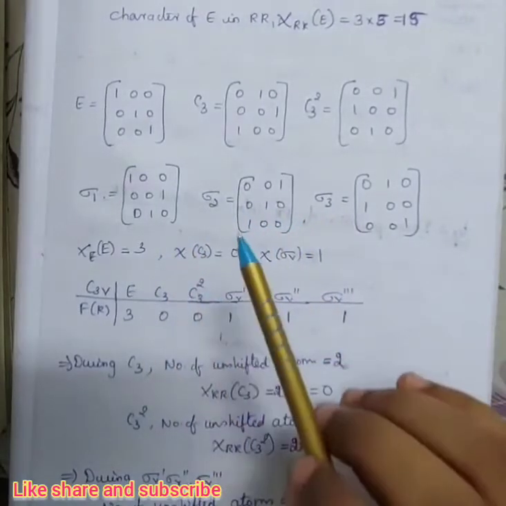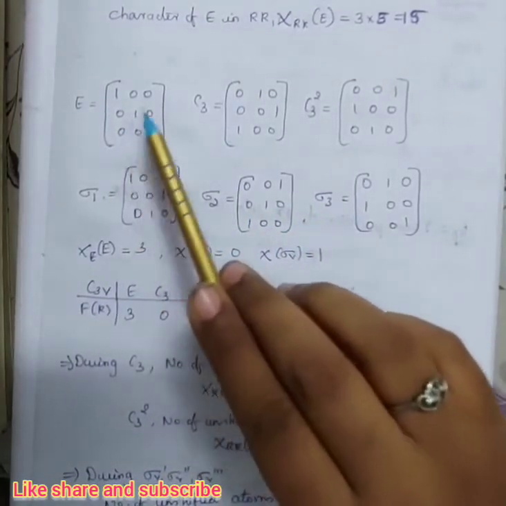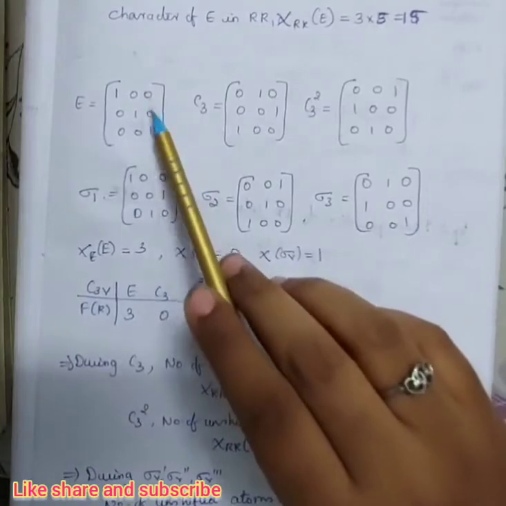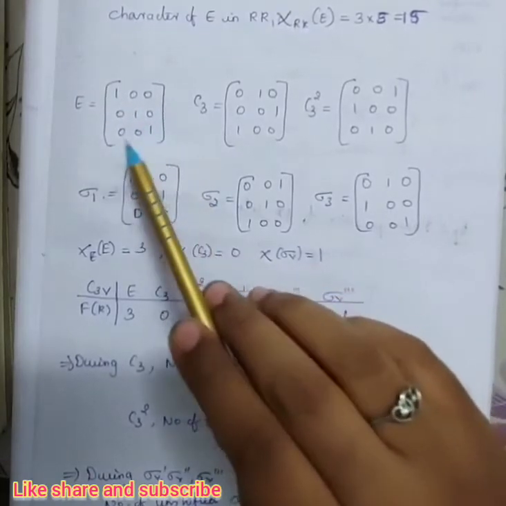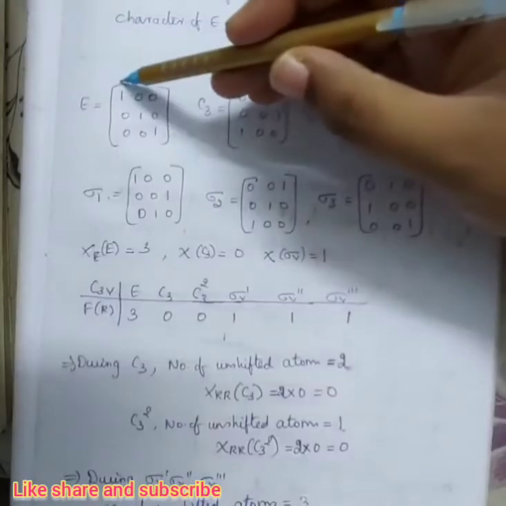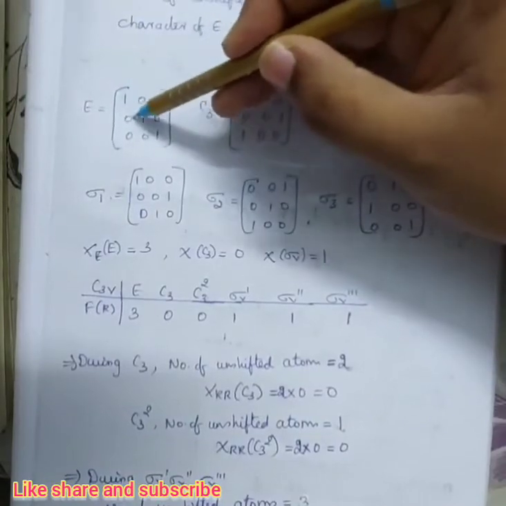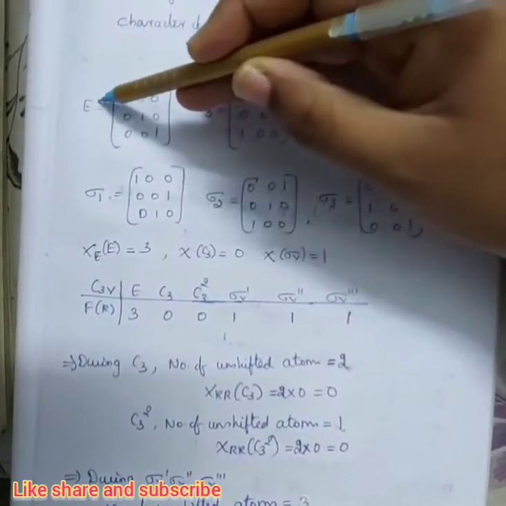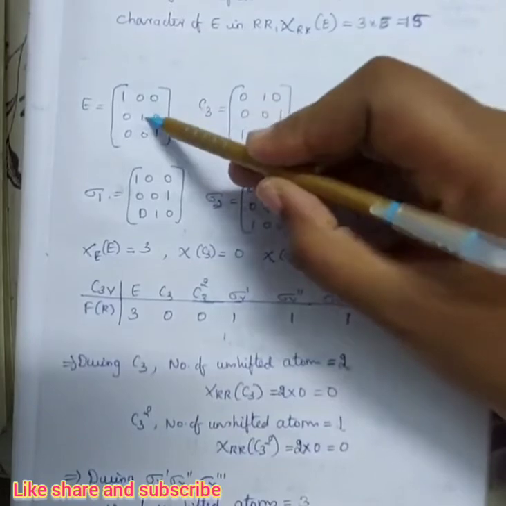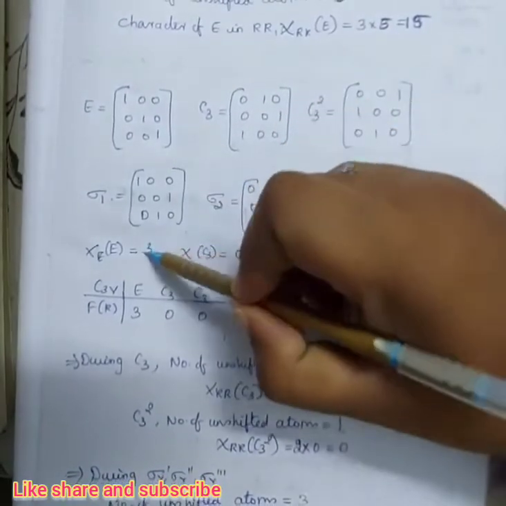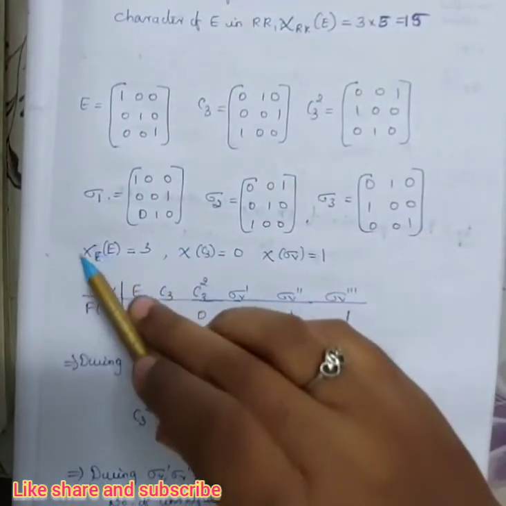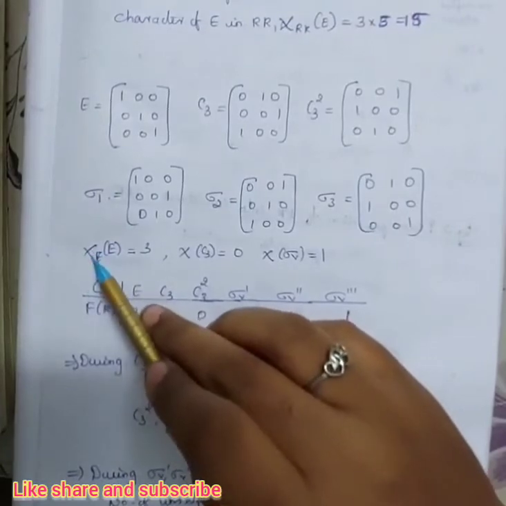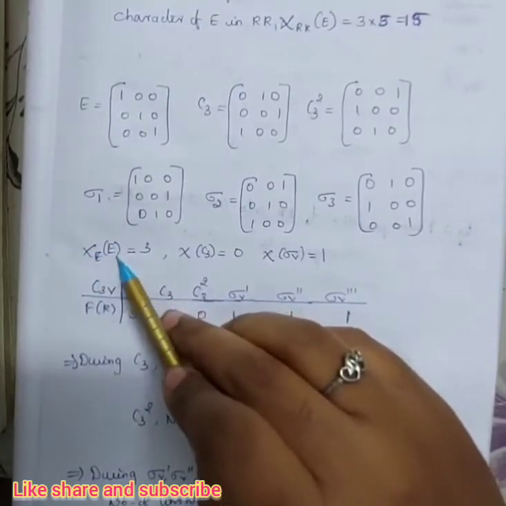In general, the character of an identity element when represented in matrix form is 1 0 0, 0 1 0, 0 0 1. Any character can be obtained by adding the diagonal elements. So here for identity, 1 plus 1 plus 1, we get 3. The character is represented by the term chi. So the character of the identity element E is 3.